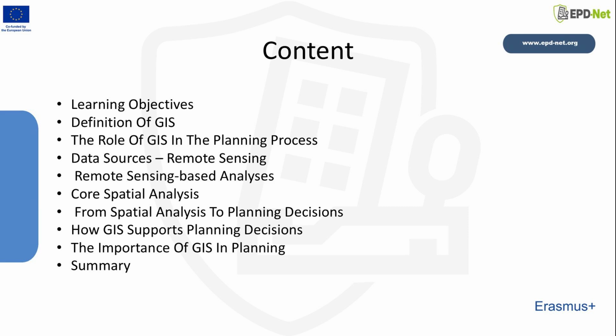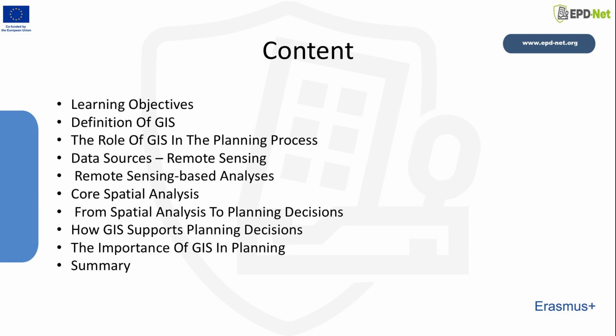It begins with the learning objectives and the definition of GIS, followed by an examination of the role of GIS in the planning process. Data sources are then introduced, with a particular focus on remote sensing, and remote sensing-based analyses are explained. Core spatial analysis techniques are discussed, demonstrating how spatial analyses are translated into planning decisions. Finally, the importance of GIS in planning processes is emphasized, and the presentation concludes with a summary of the key points.